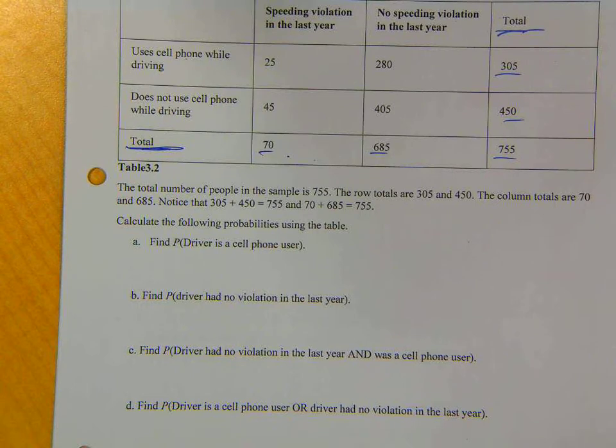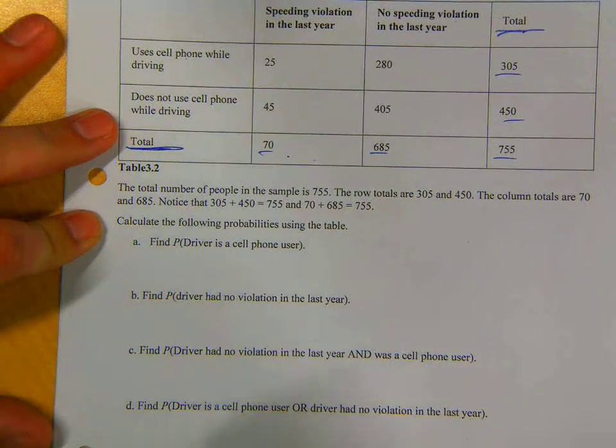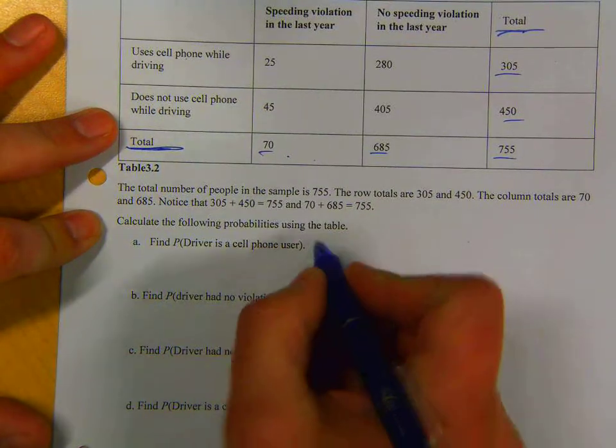All right, so we got totals here. We're trying to find the probability that the driver is a cell phone user. That sounds weird. It's not really a driver that uses a cell phone; that's pretty much everybody nowadays. They're saying the driver's using a cell phone while driving, so the probability that they're using a cell phone while driving.